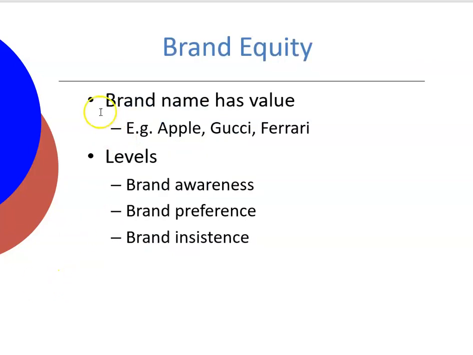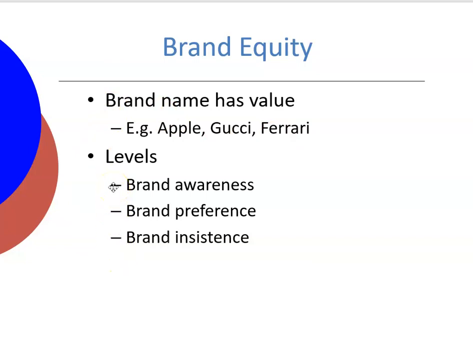Brand equity. Brands have value. People pay more for a product because it says Apple on it. Their return on sales is 20% versus an average of 8%. So people are paying more just because it's Apple. You pay more for the Gucci name. You pay more for the Ferrari name. The brand has value. And there are different levels of brand equity.